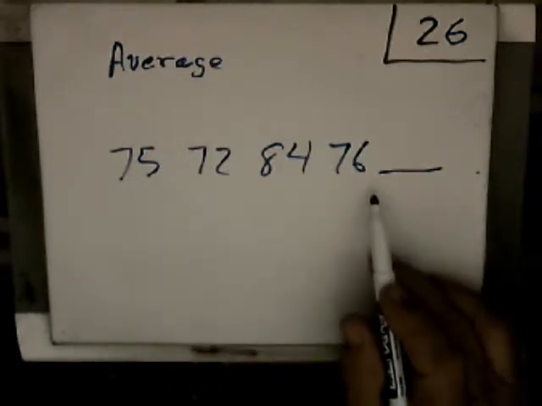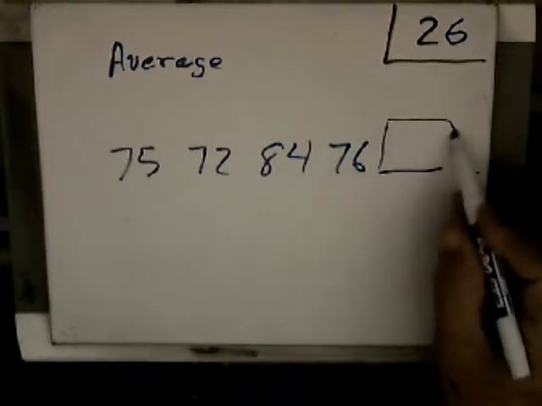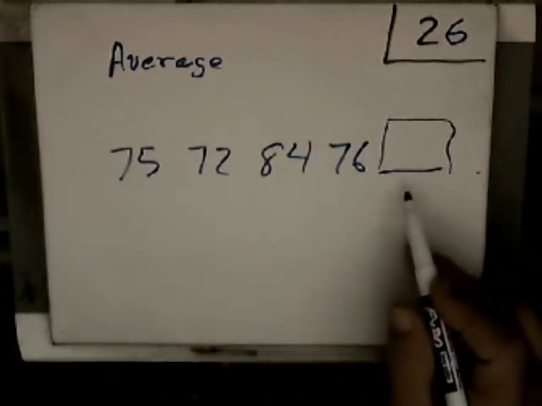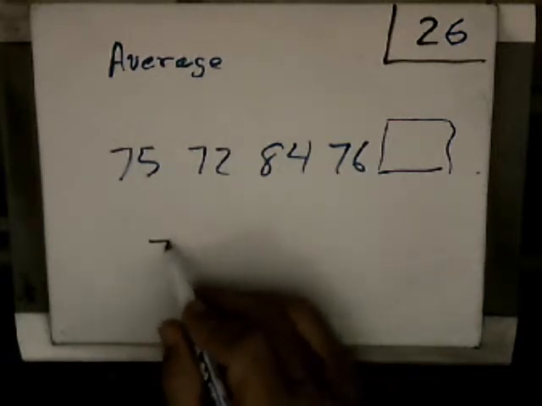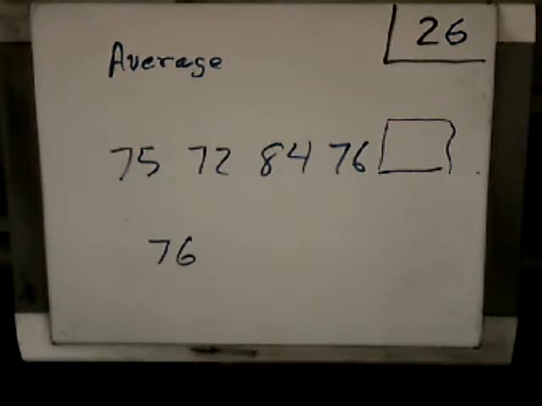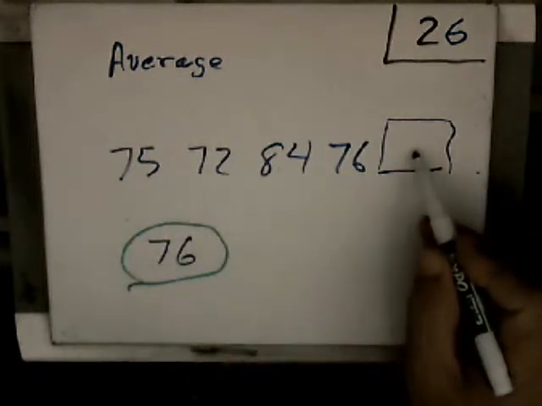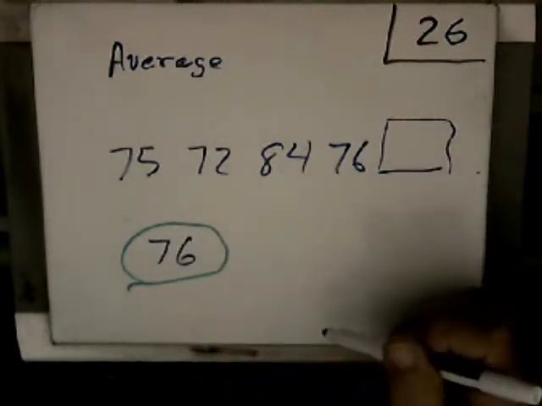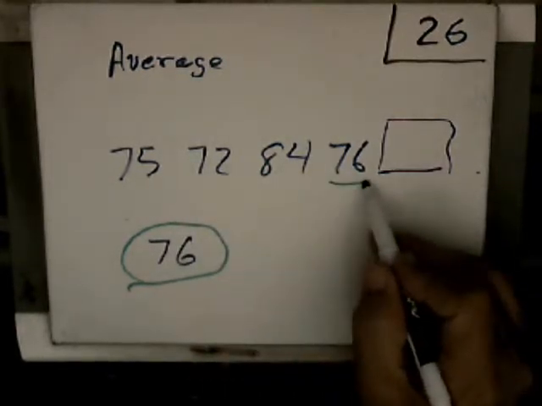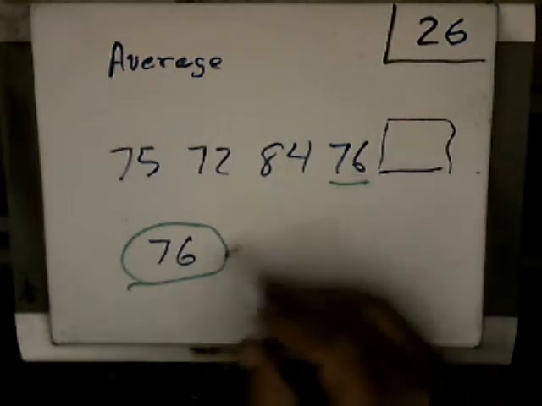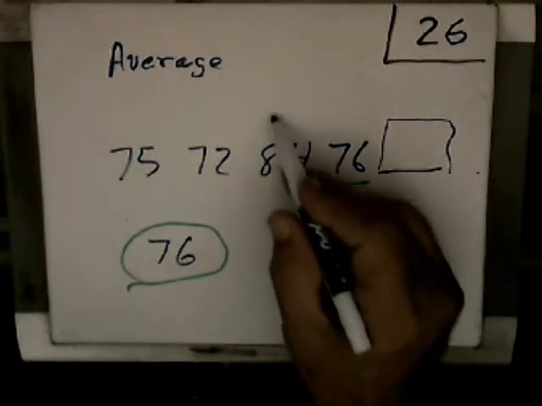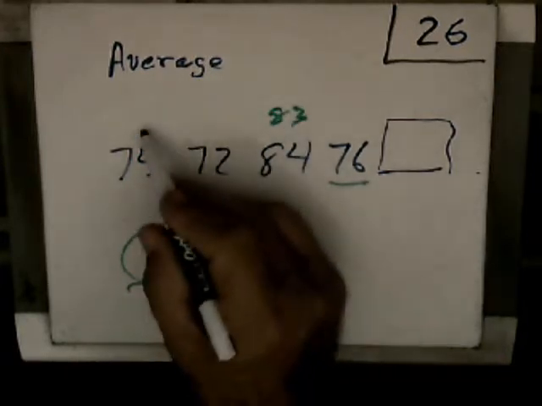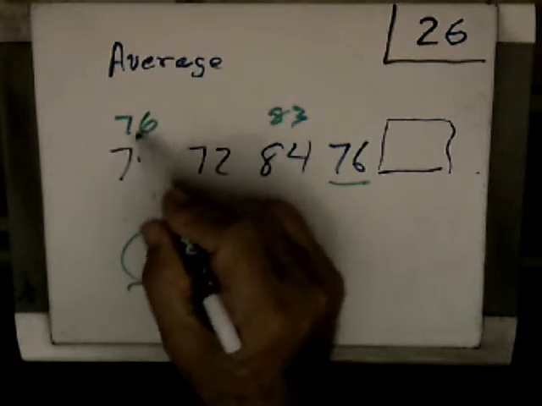So they give you 4 numbers and they ask you what this last number would be to make this group of numbers have an average value of, say, 76. So we're looking for an average of 76, and we want this number to make that 76. Well, I have 76 here. Now, the quick way I do this, I'm looking for 76. I have one. This is 75. I'm going to borrow one from the 84. That'll make this 83. So this will now be a 76.